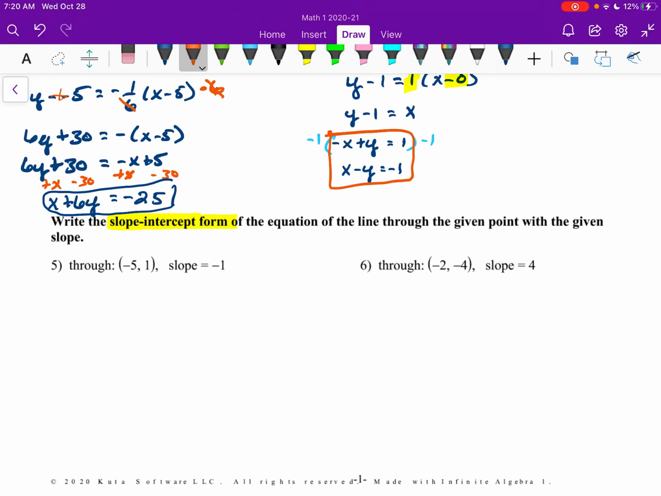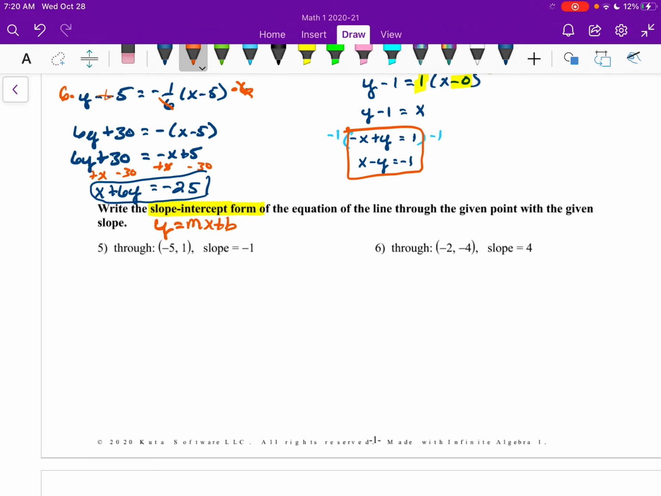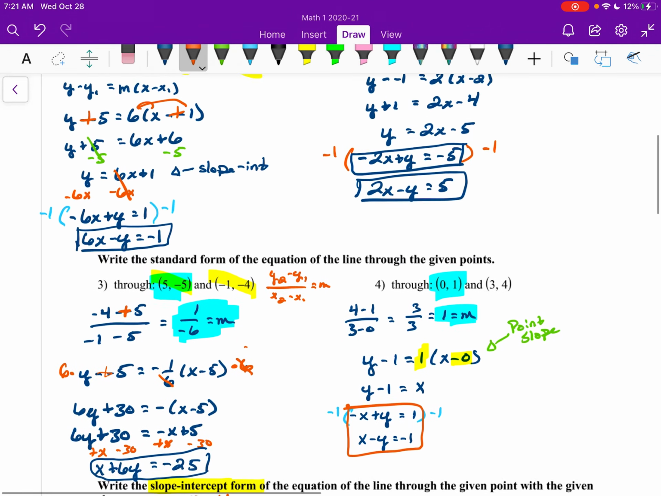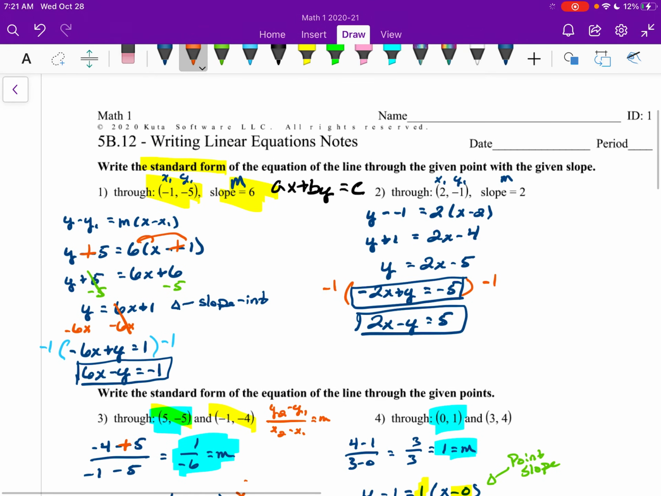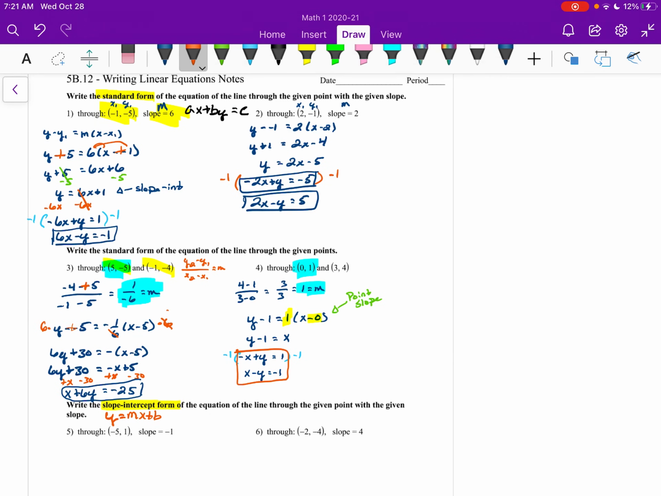All right, this one here. Write the slope-intercept form. Right, so let's remember what slope-intercept form is. That is y equals mx plus b, the sacred form of a line. Now, I'm going to approach numbers 5 and 6 like I did numbers 1 and 2, right? They both, let me zoom out a little bit, they both have a point and a slope. They're done the same way.